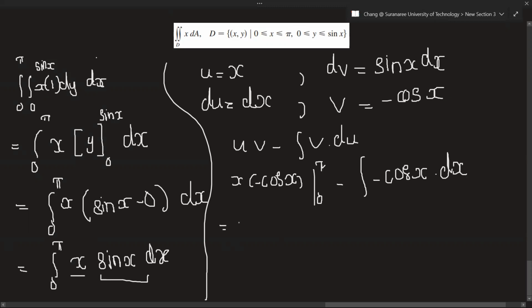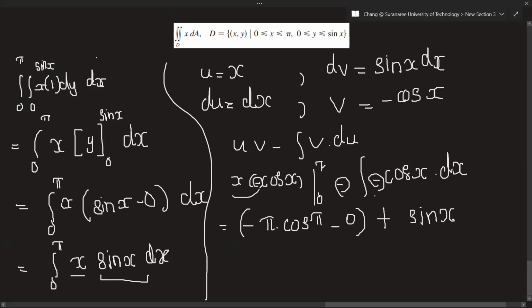Okay, so let's insert. So when we insert minus, I will just put this minus out. So minus, when we insert x as pi, so pi into cos pi. When we insert 0, we will get 0. When we multiply minus and minus, we will get plus. When we integrate cos x, we will get sine x. And, oh, sorry, we forgot the interval 0 to pi. The interval is the same as from here, 0 to pi. Okay, so we have to insert 0 to pi.